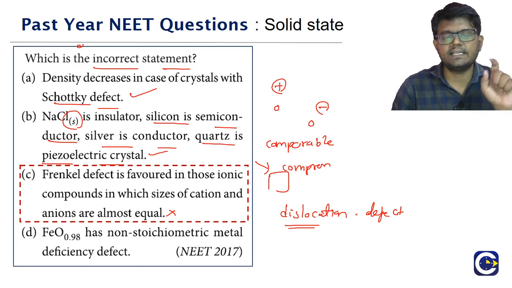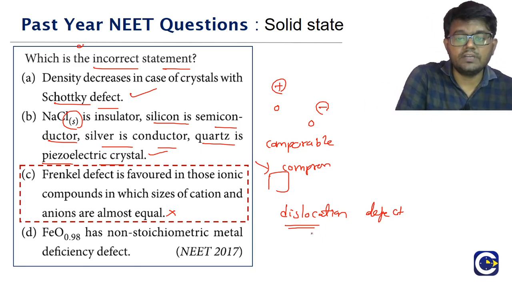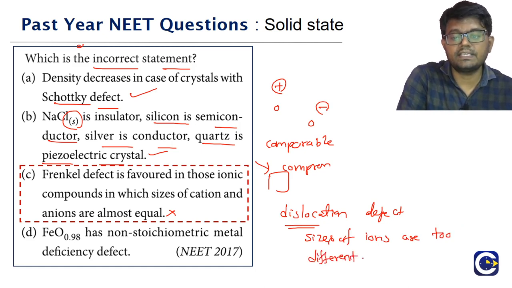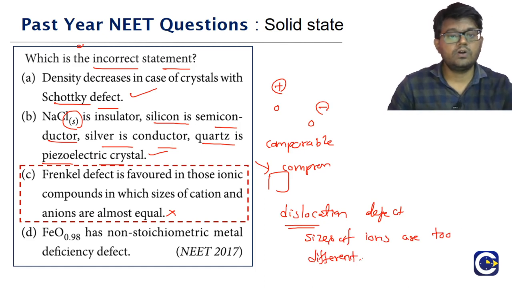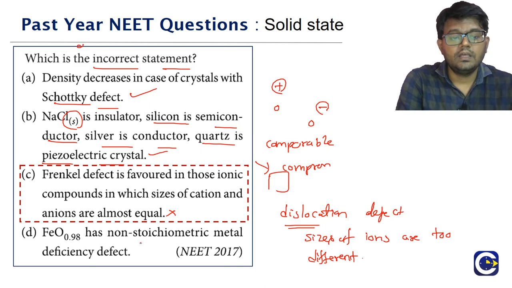So Frenkel defect is favored when the sizes of ions are too different. That is why this is also called the dislocation defect. Okay. Now we got our answer, but for this question, I'll tell you the fourth as well.